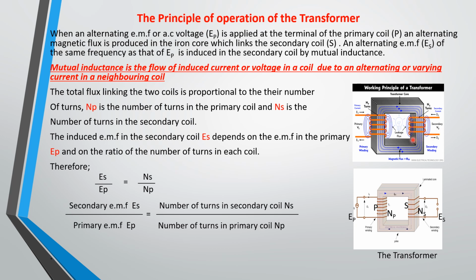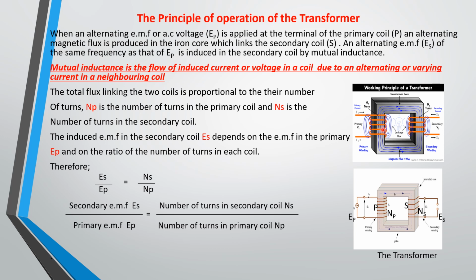It is induced in the secondary core by mutual inductance. Mutual inductance is the flow of induced current or voltage in a core due to an alternating or varying current in a neighboring coil. So this is the neighboring coil, and the alternating voltage is induced in a close by coil. That is what is called mutual inductance. This is the working principle of the transformer, and the total flux linking the two coils is proportional to the number of turns.